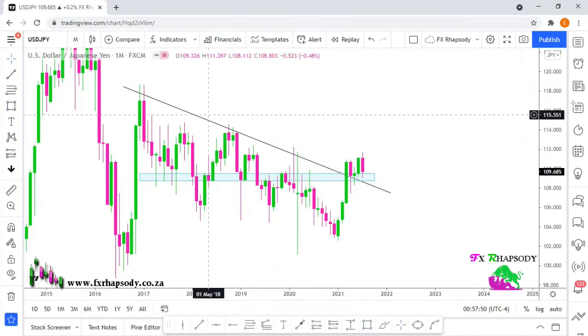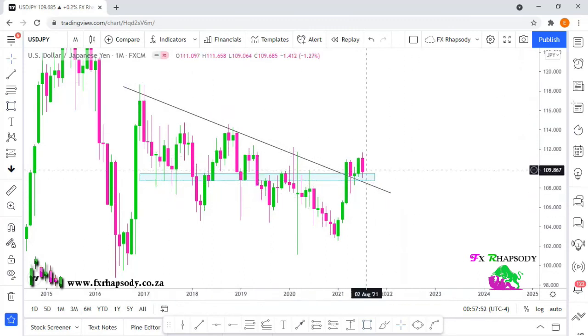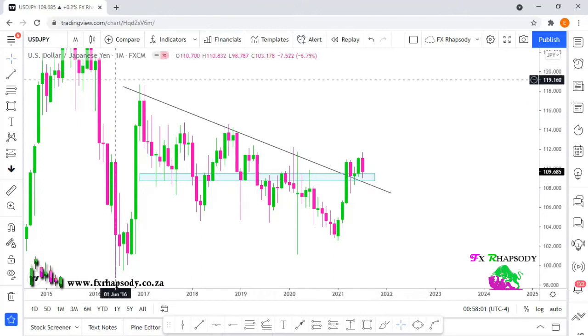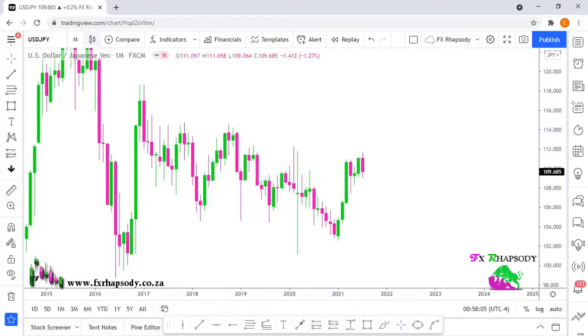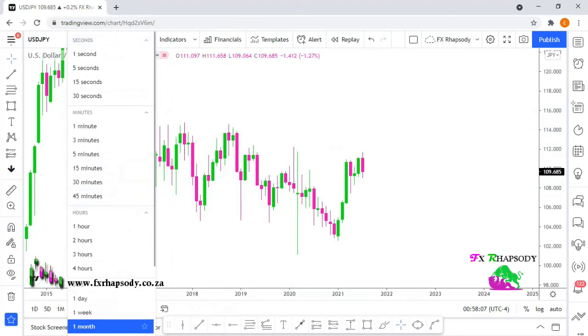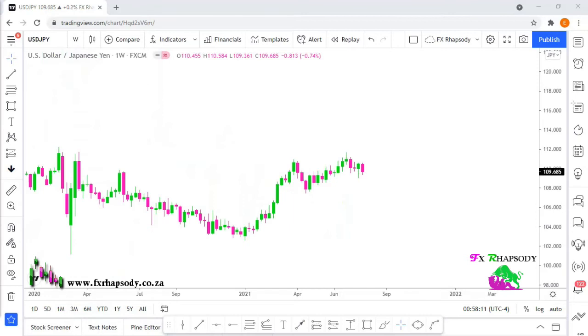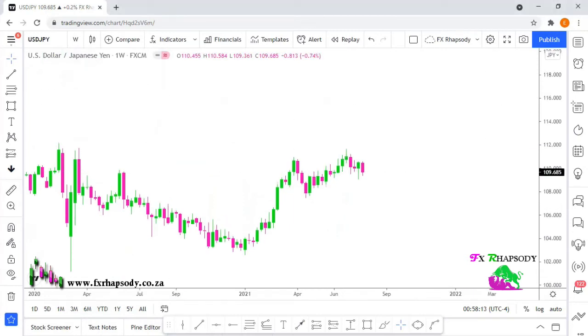So it has broken that trend line, and currently it's in a state of consolidation. It's in a ranging stage basically in the market. Okay, so that is the monthly time frame. We haven't seen a move to the upside or the downside yet. It's just been consolidating over there. What does the weekly tell us?